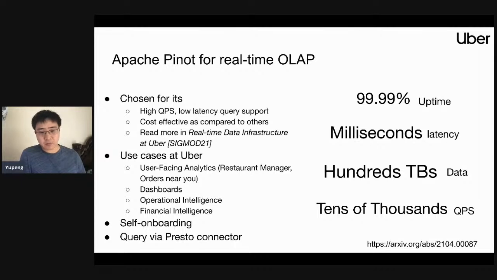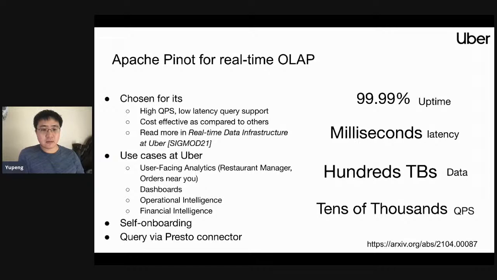We actually published a paper in SIGMOD this year, which is a conference on database and data management. This research paper documents how the Uber real-time data infrastructure is built and its major components, which also includes design decisions and how we chose different open source technologies as building blocks. Feel free to take a read if you are interested. The link is pasted at the bottom of this slide.